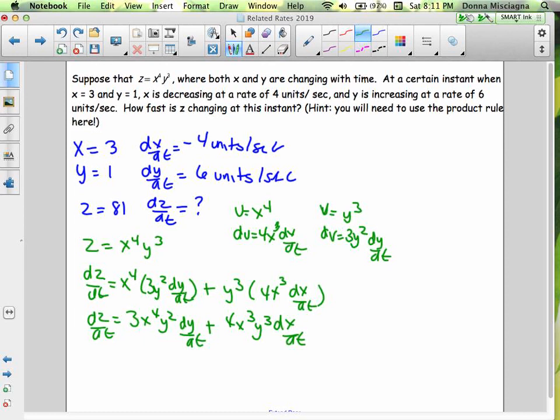All right, so now all we need to do is substitute our values. So dz dt equals 3 times x, which was 3 to the fourth, y is 1, squared, dy dt is 6, plus 4 times 3 cubed, 1 cubed, and dx dt is negative 4.